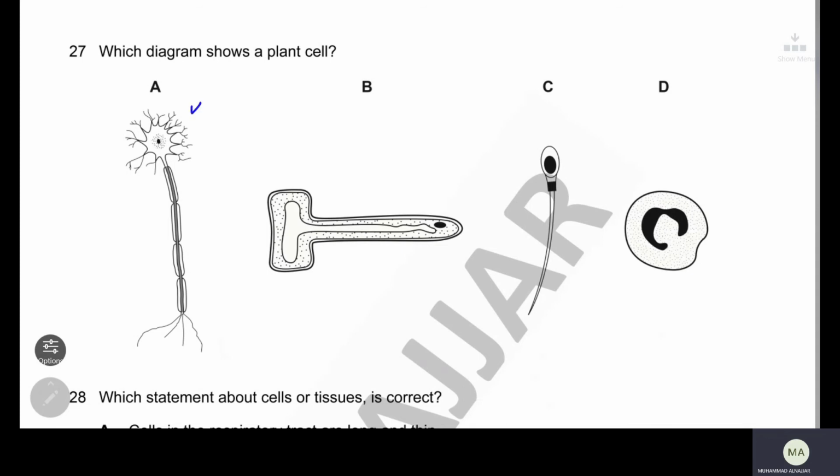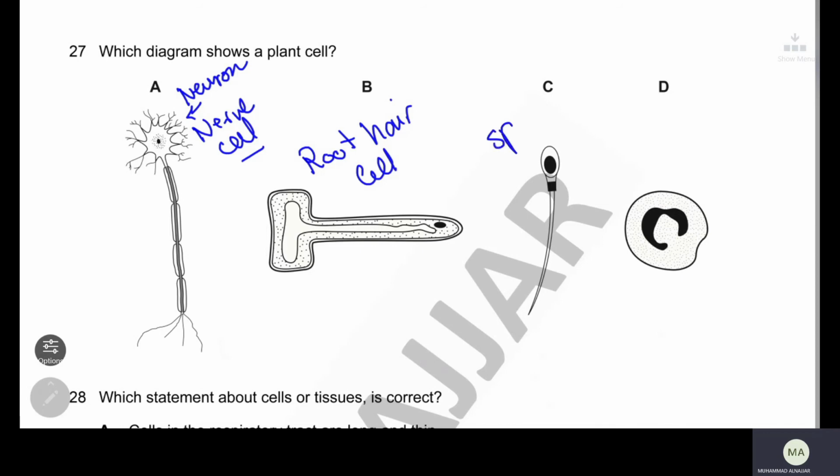Why? Because this is a neuron, or a nerve cell. And B is a root hair cell. C is a sperm cell. Here, D is a white blood cell. So the correct answer surely is B. This is the only representation of a plant cell.